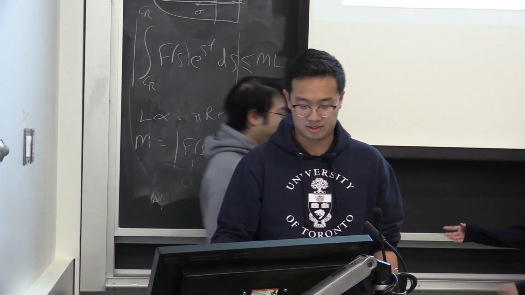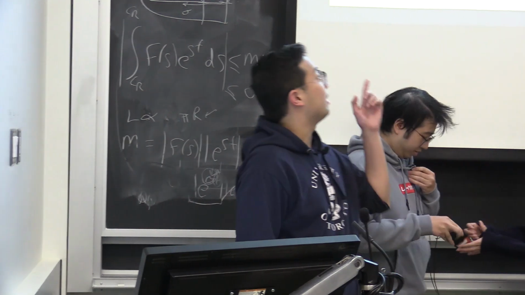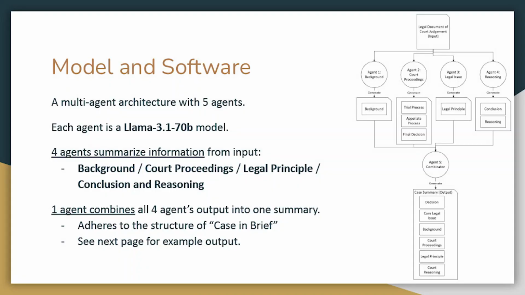So our model is a multi-agent architecture that contains 5 agents, where each agent is a Llama 3 70 billion model. In the first stage, we use 4 agents to summarize 4 pieces of information from the input document, which are the background of the case, the court proceedings, which include the trial history, the legal principle established from the case, and the judge's final conclusion and reasoning.